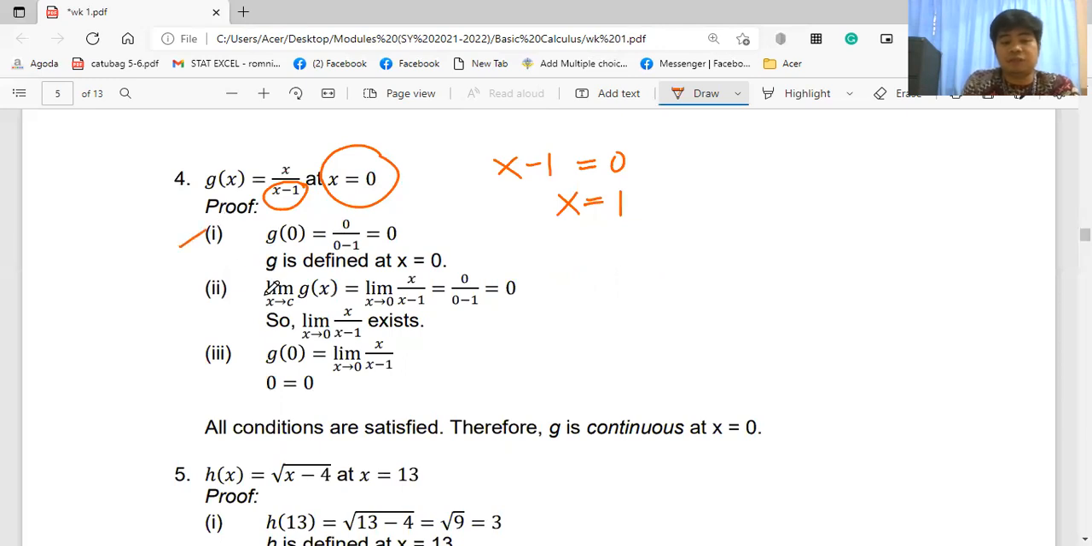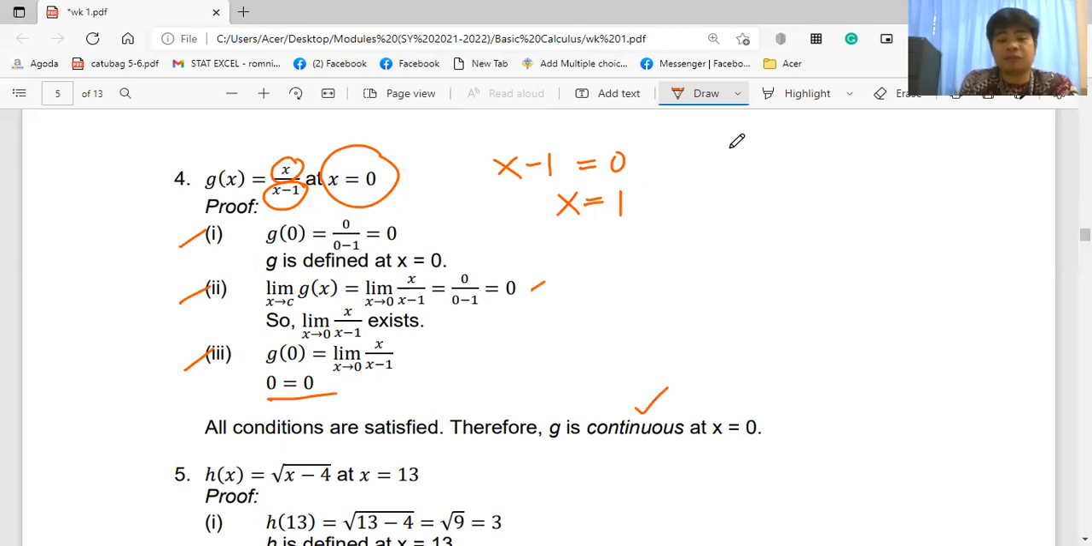The first condition, g of 0 is 0 because the numerator becomes 0. And the limit also gives you 0. It's an easy limit. It does not fall under indeterminate, infinite, and others. And comparing first and second, 0 is equal to 0. Hence, we can say that the function g is continuous at x equal to 0.